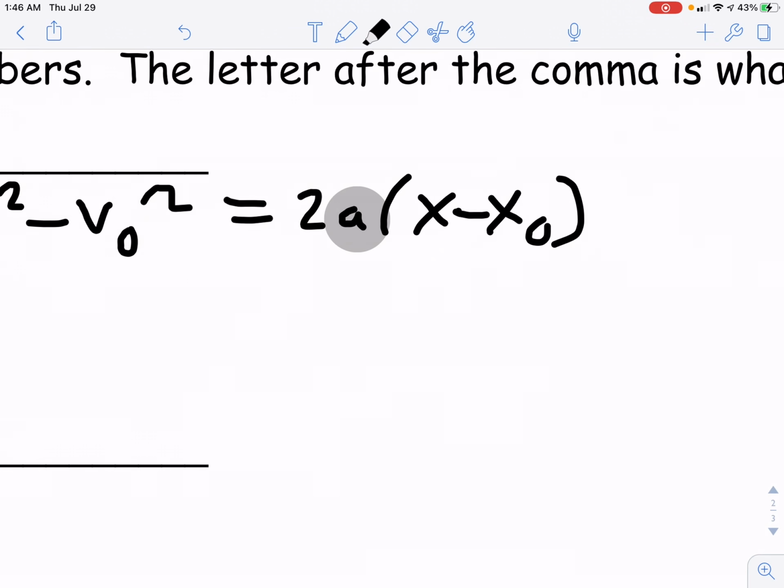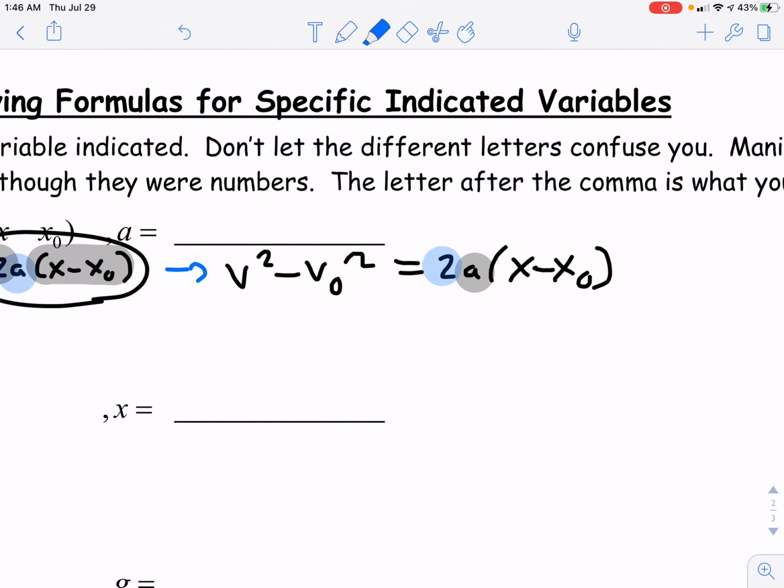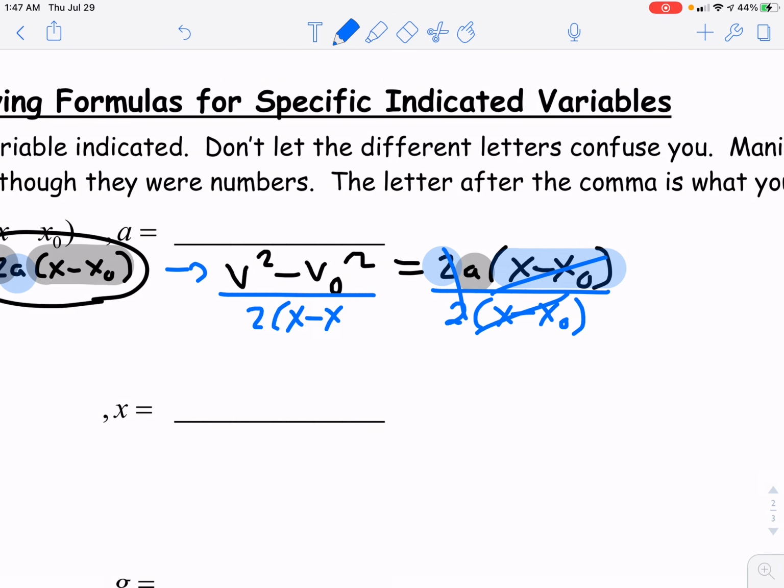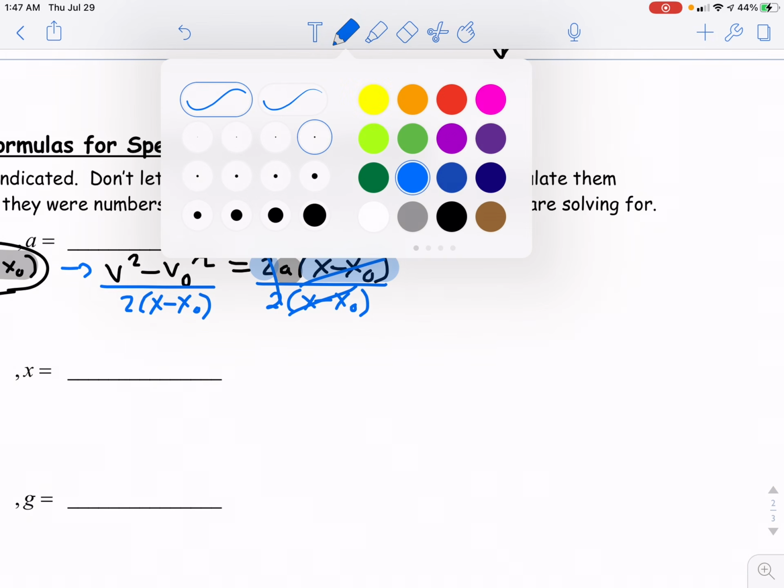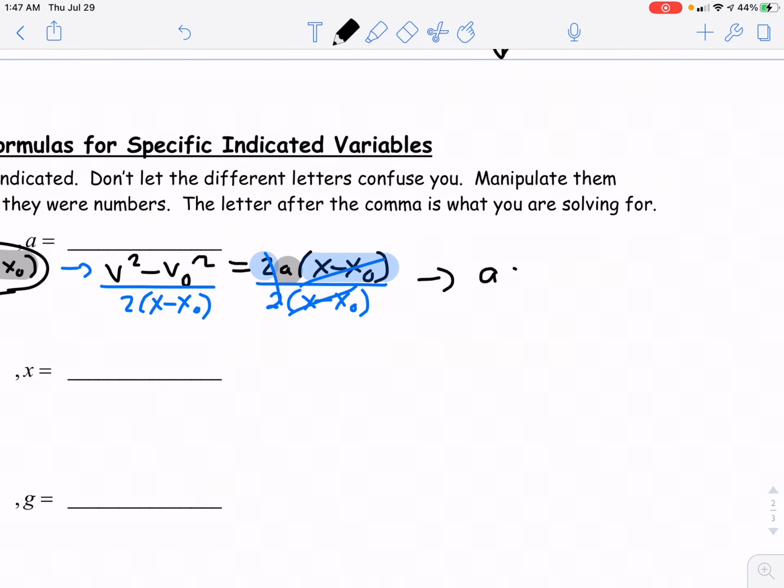Again, ladies and gentlemen, I'm trying to solve for A, so I have to now get rid of 2 and x minus x naught. And I can do that since they're both multiplying themselves times 2. I can divide away the 2, and I can simultaneously divide away the quantity of x minus x naught. And notice A is now by itself. Just make sure you do this to both sides. And we're done with this one. A, the letter A, is equal to V squared minus V naught squared all over 2 times the quantity of x minus x naught.